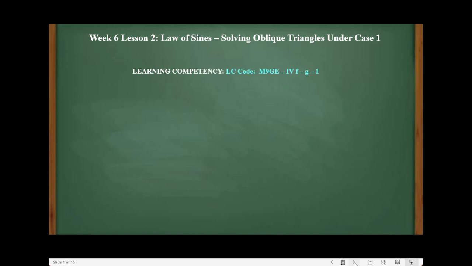Of course, this is the learning competency code, and after you watch this video you should be able to state the law of sines, and solve the oblique triangles under case number 1 using this formula, the law of sines.